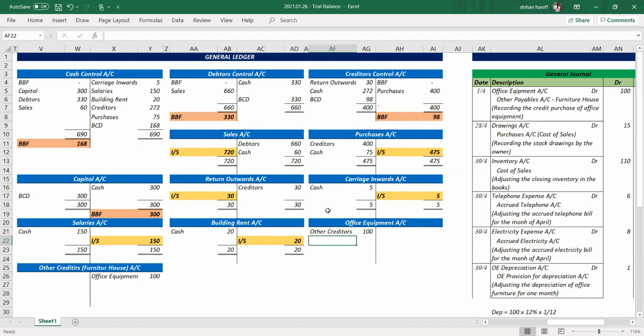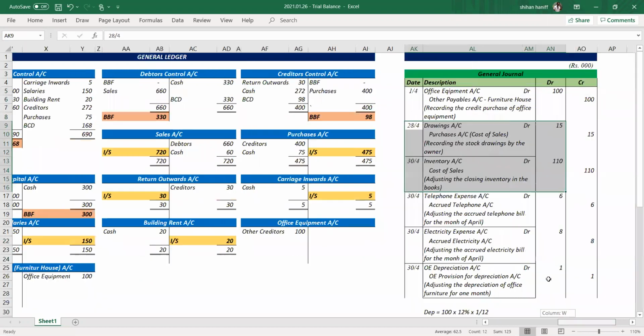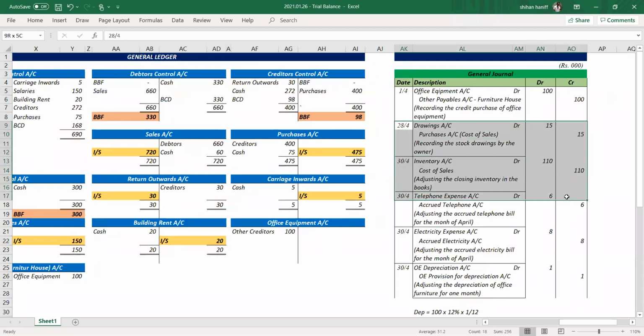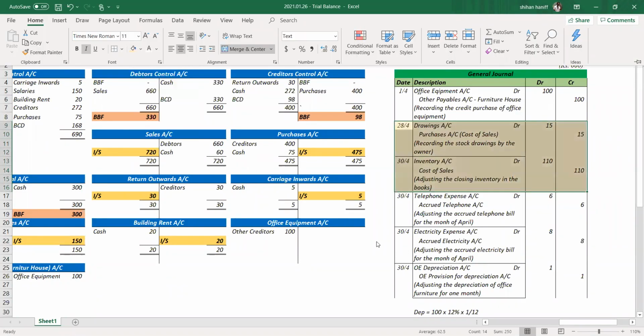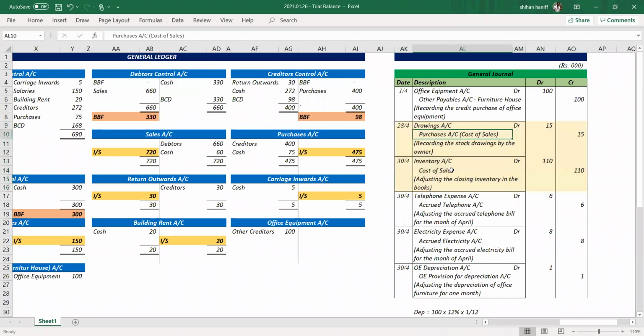Right? All right. Then this is done. The cost of sales related parts we can do in preparing the financial statement. So I'll keep these two transactions. The cost of sales we have to calculate in the trading account when preparing the trading account. Right? So let's keep that.